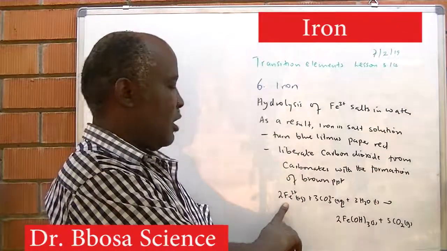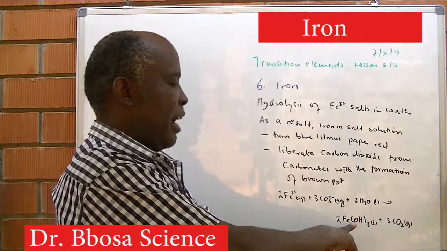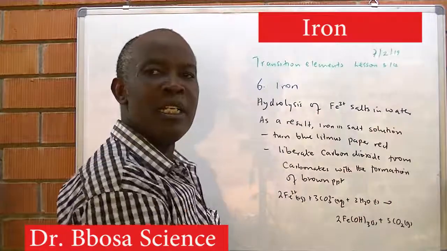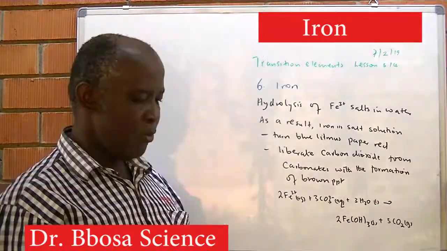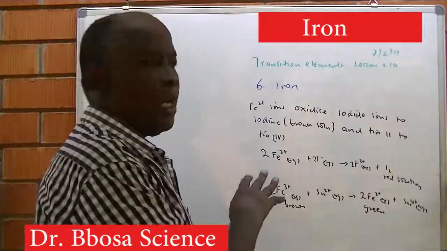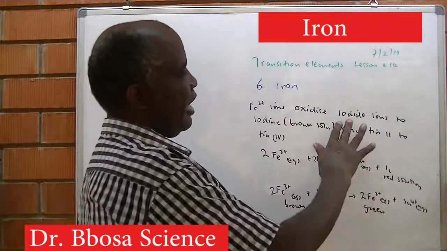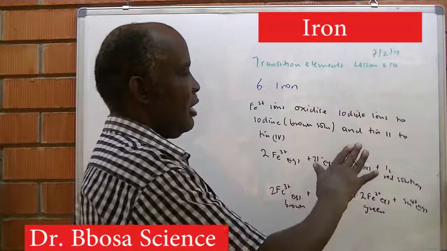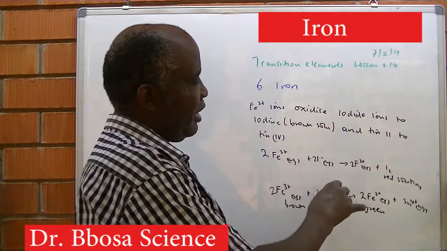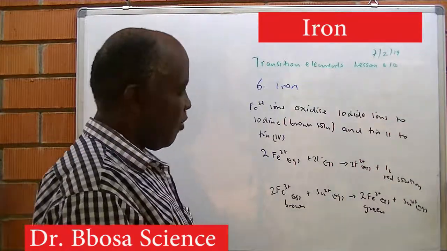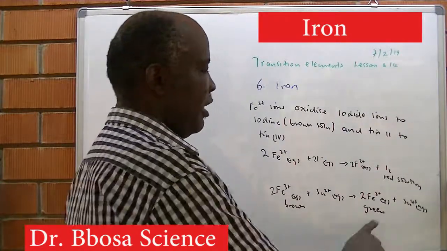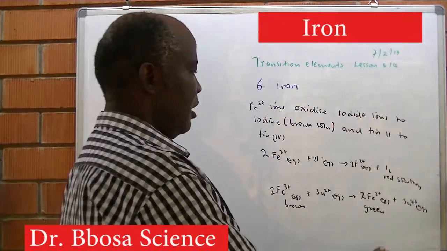So iron(III) salt plus carbonate plus water will give a brown precipitate of iron(III) hydroxide and effervescence of carbon dioxide. When you are required to write the equation, then write it like this. Iron(III) ions oxidize iodide ions to iodine, and Sn2+ to Sn4+. So iron(III) plus iodide, you get a red-brown solution of iodine. Iron(III), which is a brown solution, reacts with Sn2+ to give Fe2+, which is a green solution, and Sn4+.